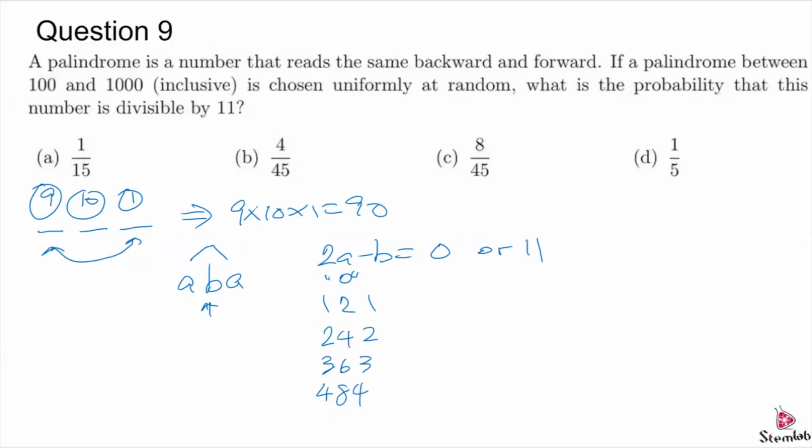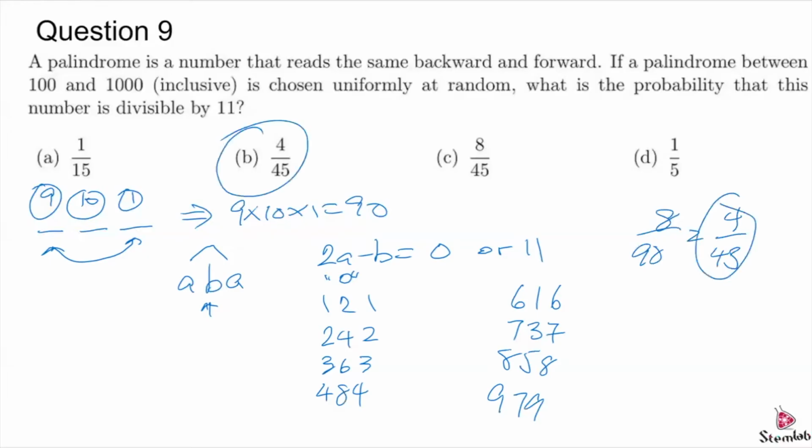For 11, obviously, the A's have to be greater than 5. So we end up with 616, 737, 858, and 979. This gives us 2A minus B equals 11. So we have 8 possible palindromes out of the 90 that give us something divisible by 11. The probability is 8 over 90, or 4 over 45. So the answer here is B.